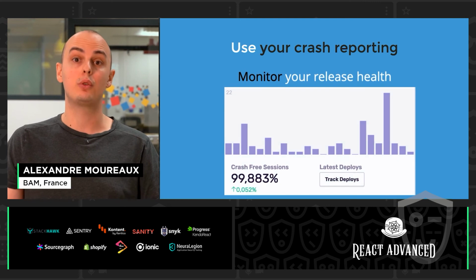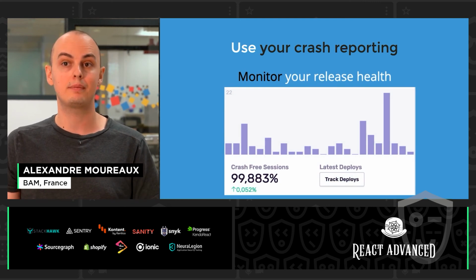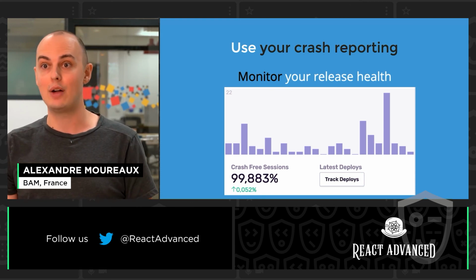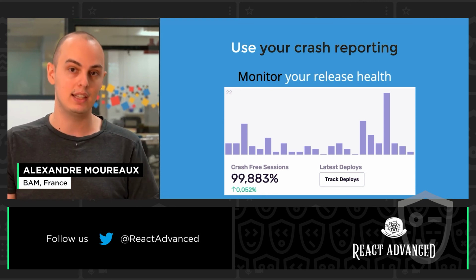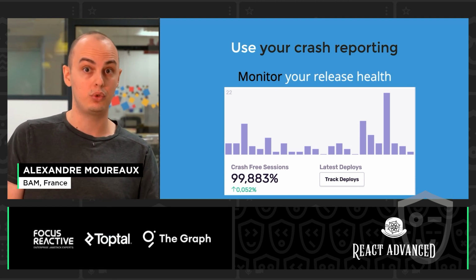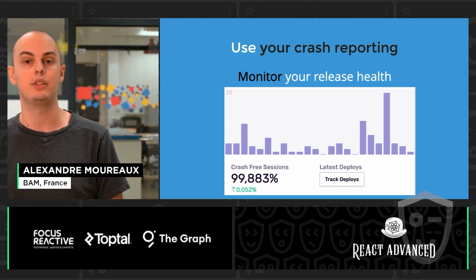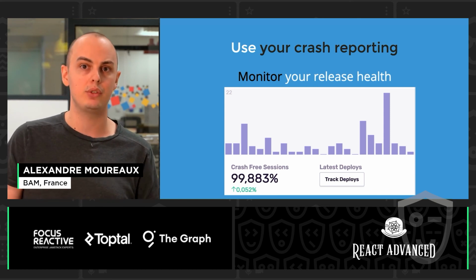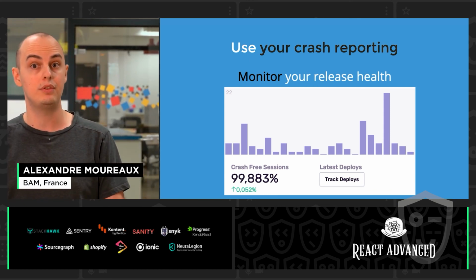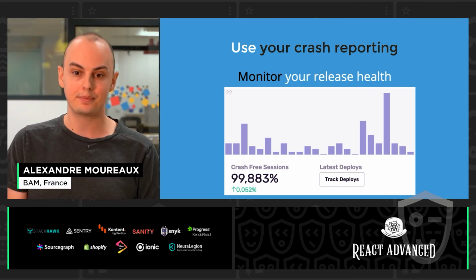Then you should, of course, monitor your release health. A 10% crash rate is outstanding. It's really, really bad. A 0.2% crash rate is a bit better. The market standard is about 0.3, 0.4 for Android. It's even lower for iOS.